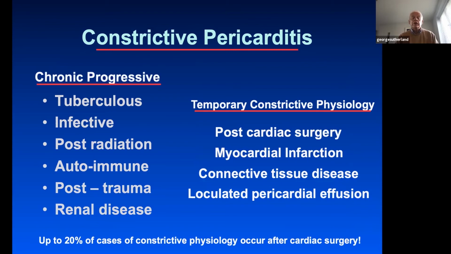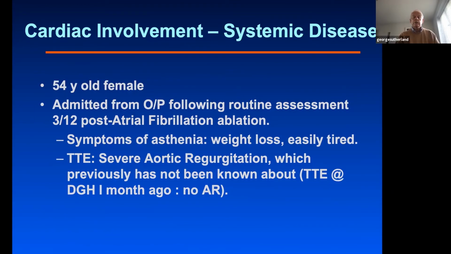Now, constrictive pericarditis, chronic progressive, can be tuberculous, infective, post-radiation, autoimmune, post-trauma, especially car accidents with penetrating rib injuries, and renal disease. However, something that we don't recognize is up to 20% of constrictive physiology cases occur within the 4 to 6 weeks post-cardiac surgery. And this often is temporary. So post-cardiac surgery can give you restriction, restrictive physiology, infarction, connective tissue disease, and localized pericardial effusions.